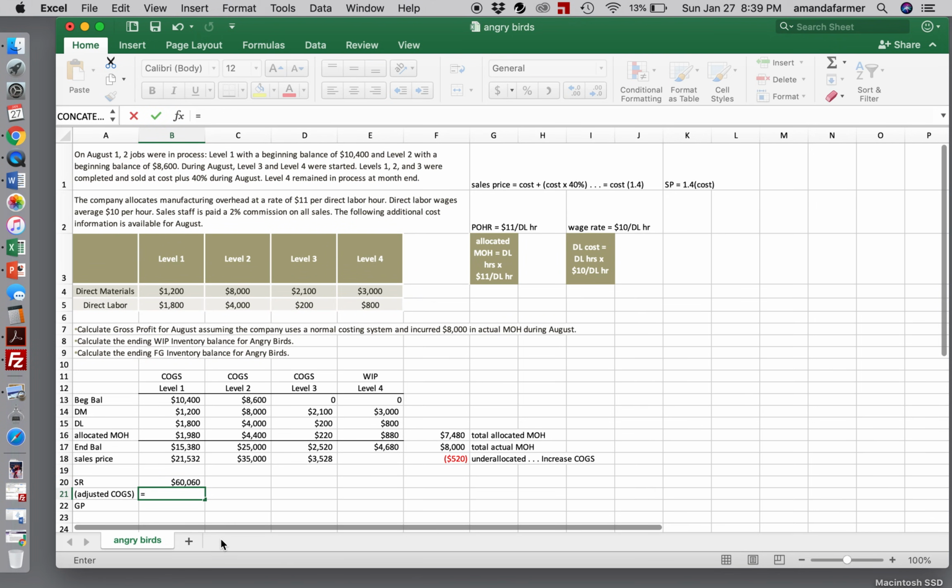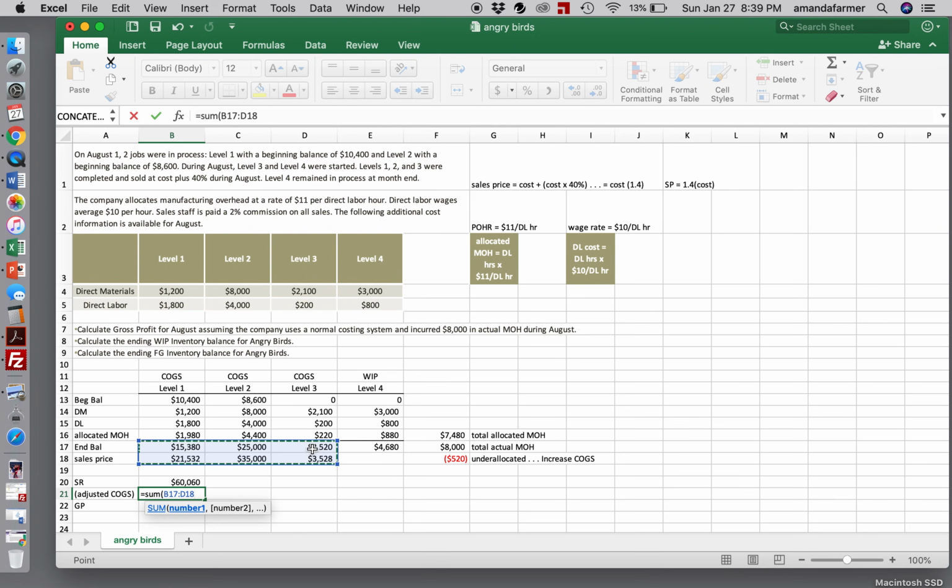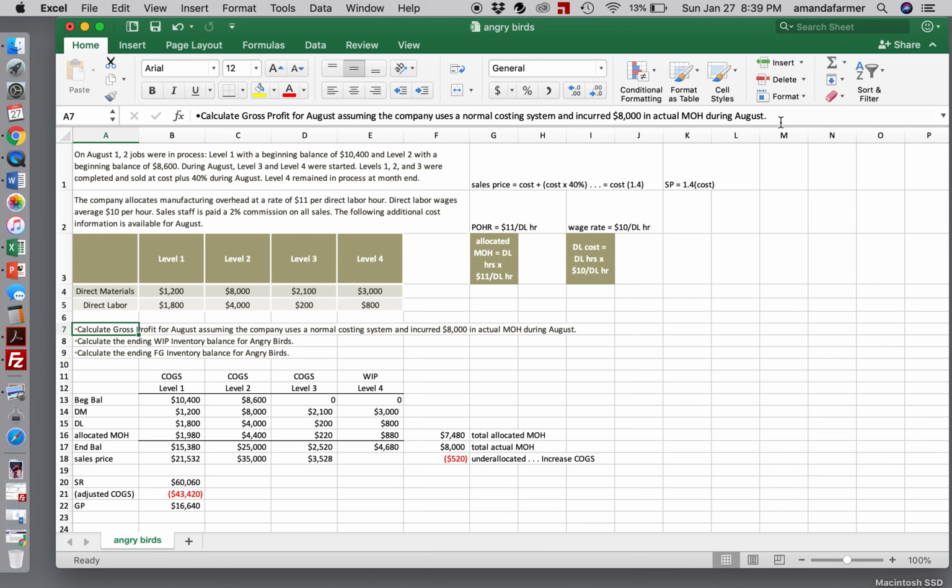Our adjusted cost of goods sold is going to be the sum of the 3 jobs that were sold. Okay. So the 15, the 25, and the 2,500. But then to that, remember we've got under allocated MOH. So we're going to increase that cost of goods sold by 520. Okay, now I'm going to show you something real quick. So our adjusted cost of goods sold is 43,420. But in this formula, remember, it's actually subtracted. So we have adjusted cost of goods sold of 43,420. And that gives us a gross profit of 16,640. And that's the answer to this first question. So this answer is $16,640.